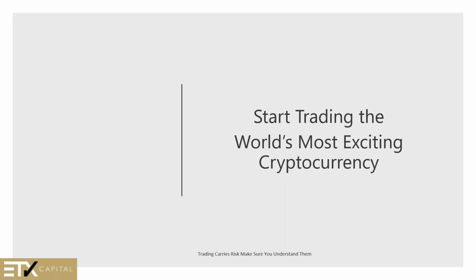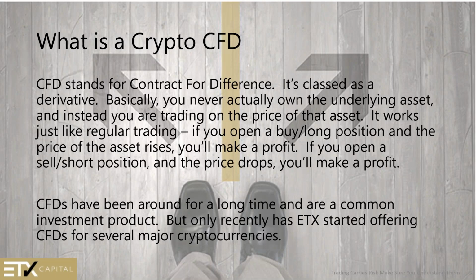Now, when it comes to figuring out whether an asset's going to go up or down and how to trade it, that's a whole different story. But remember, on ETX, almost everything you trade is a CFD. CFD stands for contract for difference. It's classed as a derivative. Basically, you never actually own the underlying asset. So on our platform, you can trade a handful of cryptocurrencies. We're going to go over and look at them in a minute.